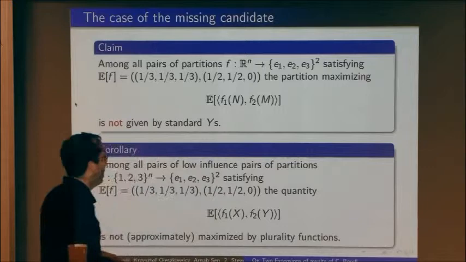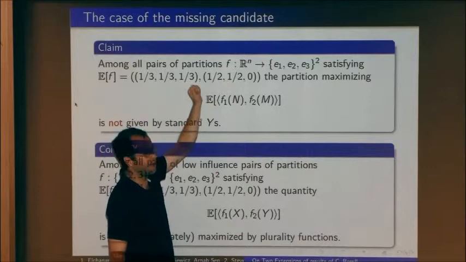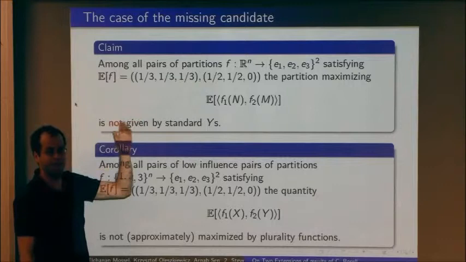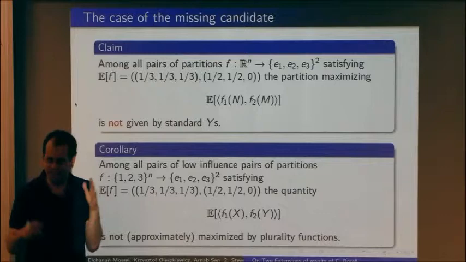So now I'm not going to talk about one partition. I'm going to talk about two partitions. So I'm going to consider a pair of partitions, given by F1 and F2. One partition I want to be a partition into three parts, each of measure one third. And the other partition, I want to be a partition into two parts of size 1/2, and one part of size 0. Okay, so we're trying to do something like Borel's result.